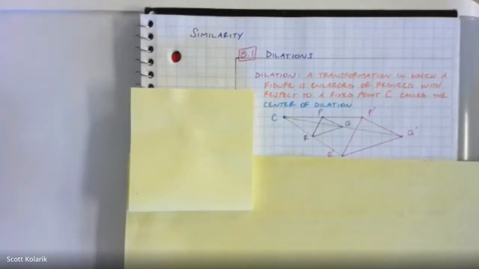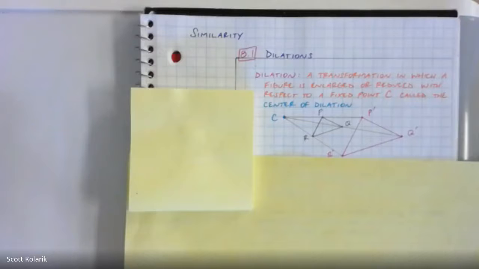Chapter 8, Similarity. This unit on similarity is another geometry unit, and it's very closely tied to a unit that was part of your Math 1 course last year. In Math 1, one of the geometry units you did, probably second semester, dealt with what are called transformations.